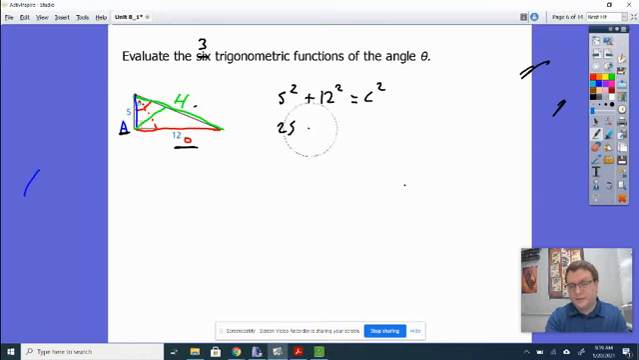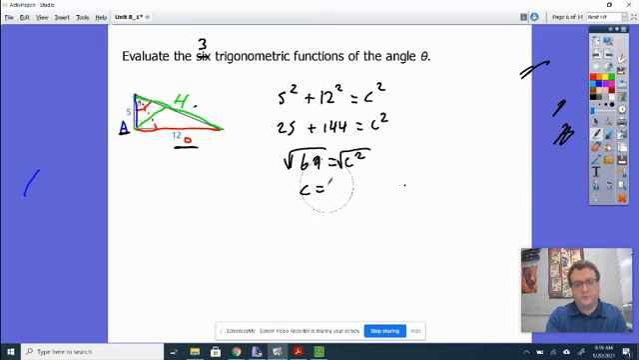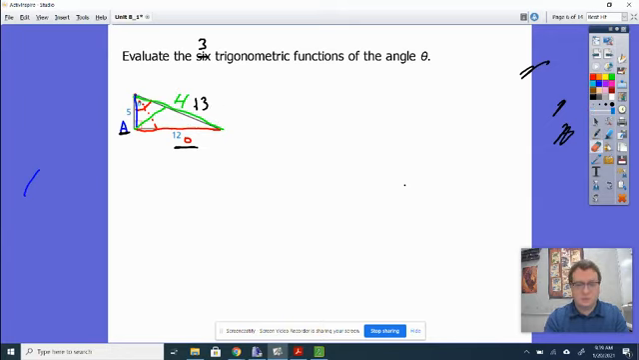We got 25 plus 144, c squared equals 169. Square root of c squared, I'm going to get 13. Okay, so once I have the 3 sides, now I just need to find the 3 ratios.